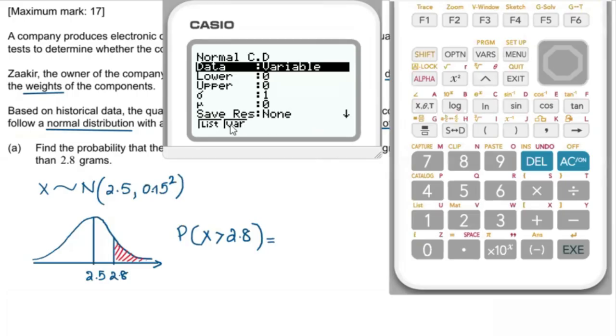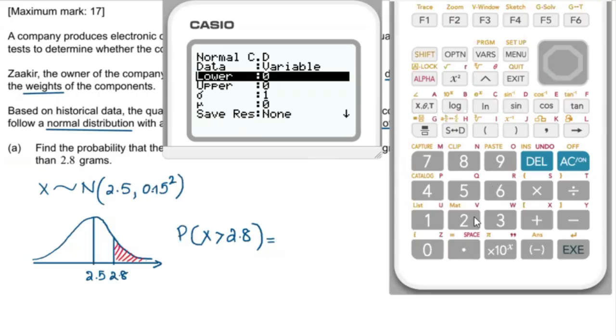Okay, choose variable. And here, what's your lower limit? Your lower limit is 2.8. Since the normal curve is continuous and goes all the way up to infinity, for the upper limit, you need a very huge number. Some students just put a 1 and many zeros after it, but I usually like writing 1 times 10 raised to the power 50. You can even try it by writing 1 and 0, 0, 0, 0 all the way, and you'll get a huge number, right?